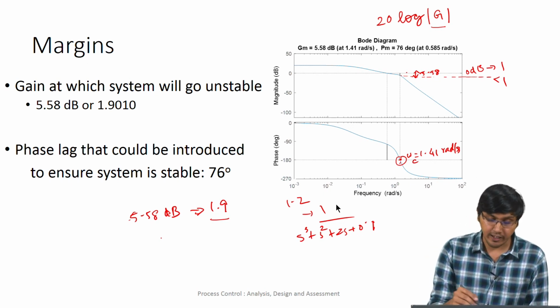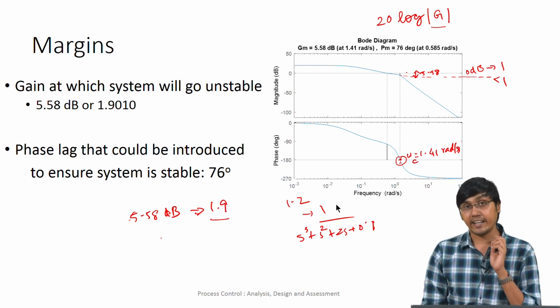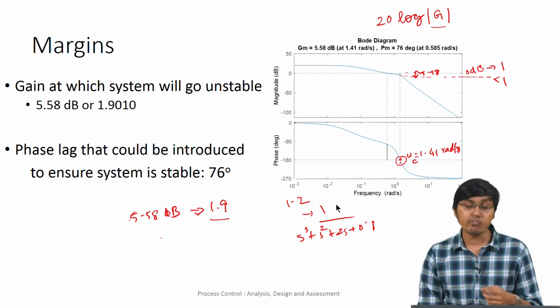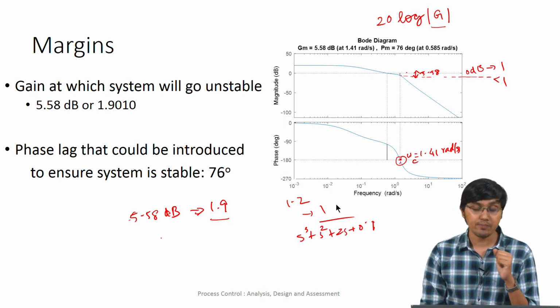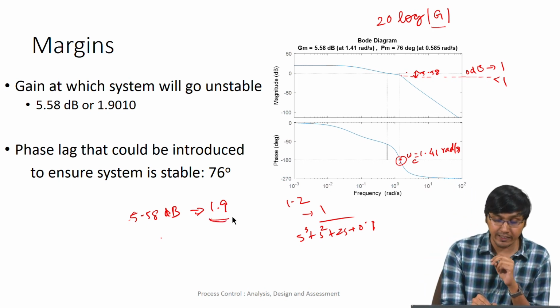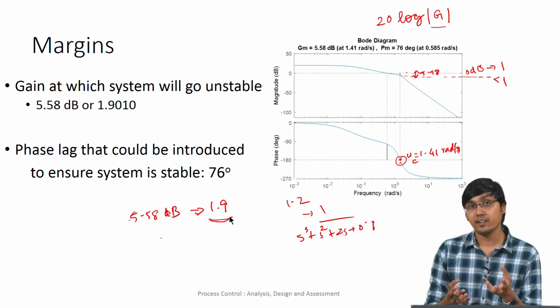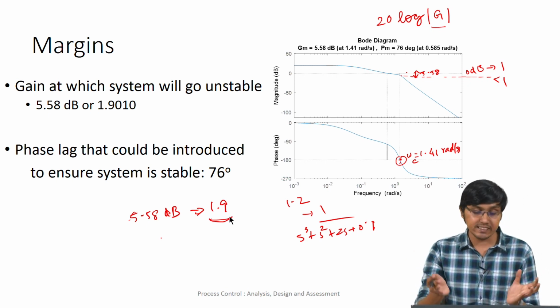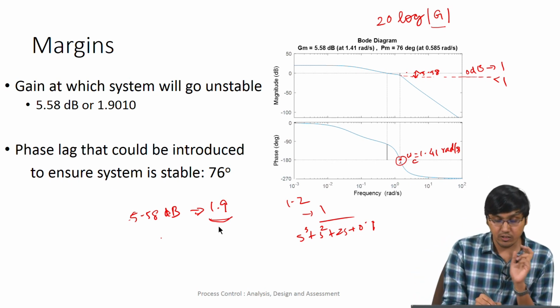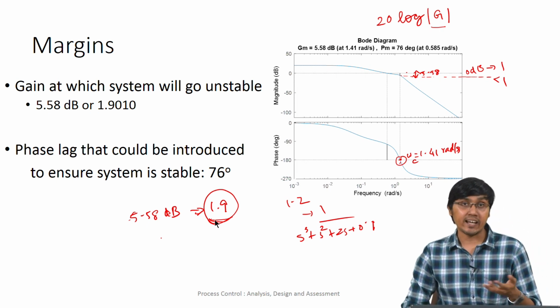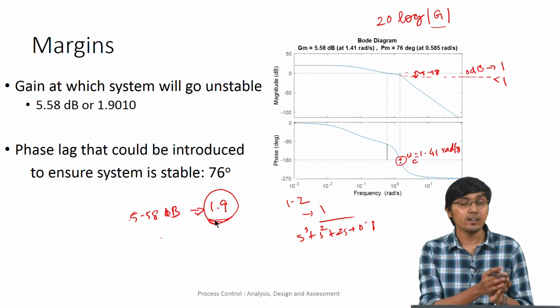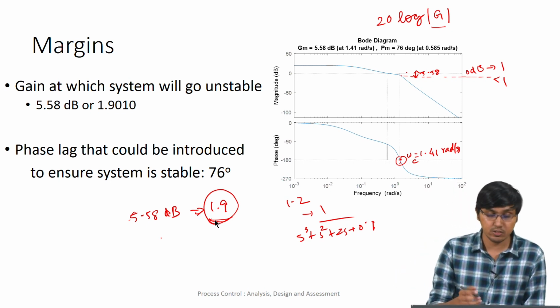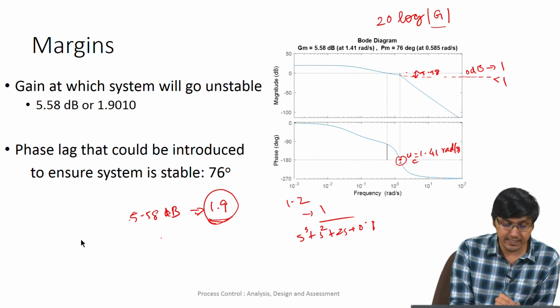So basically, considering all the approximations, I am saying I have a flexibility of making a mistake of 1.9 times the gain. Only if I multiply by a gain of 1.9 will the system go unstable. So this is the bandwidth I have. I can multiply the gain up to 1.9 times and I am not going to go unstable. This margin, this bandwidth, we call the gain margin.